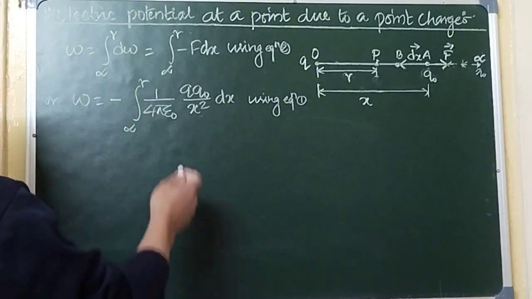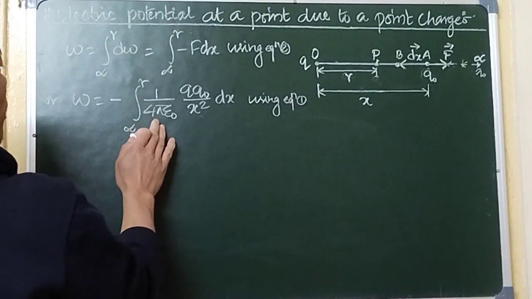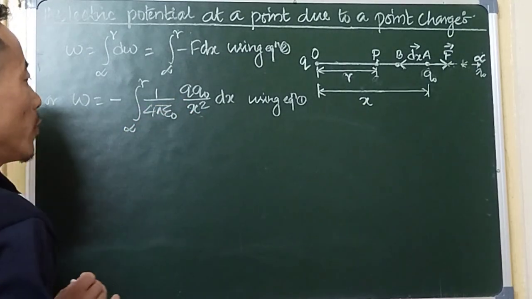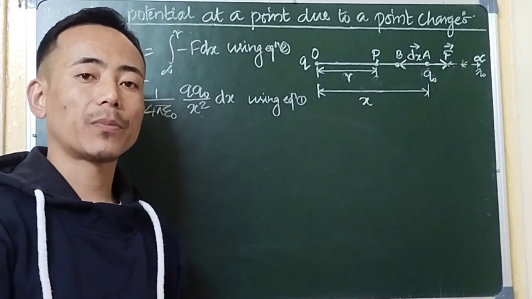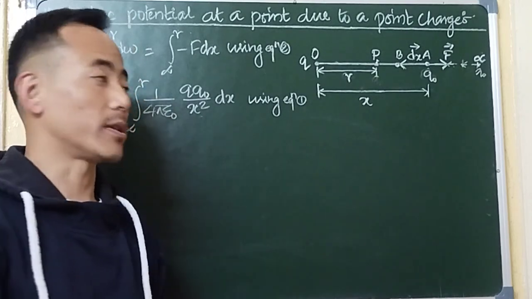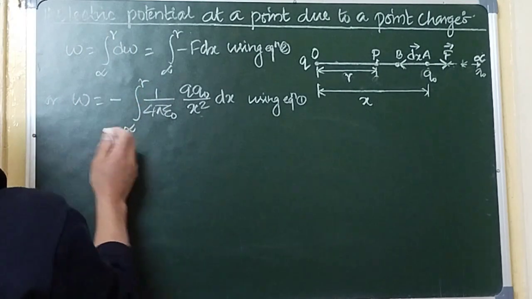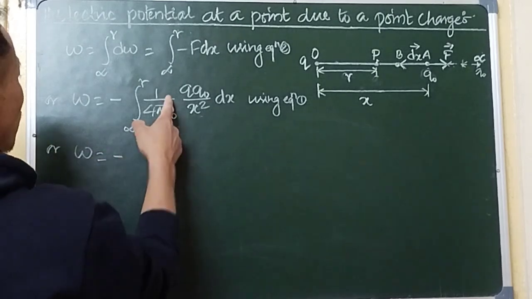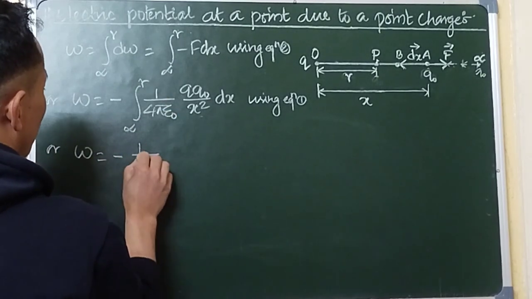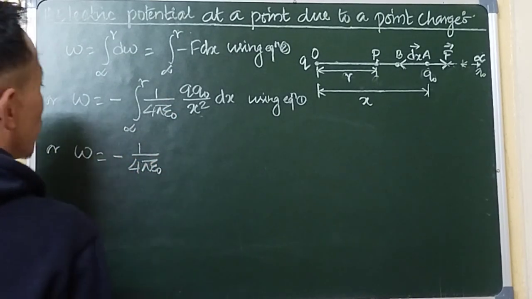Alright. Now before we integrate, we can see there is a constant term and a variable term. Whenever we have a constant and a variable while doing differentiation or integration, we always take out the constant outside the differentiation or integration. So here also we will do the same thing. So minus 1 by 4 pi epsilon naught, this is a constant term, so we can take it outside.